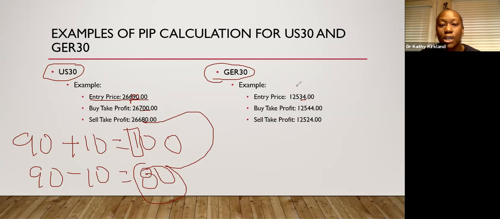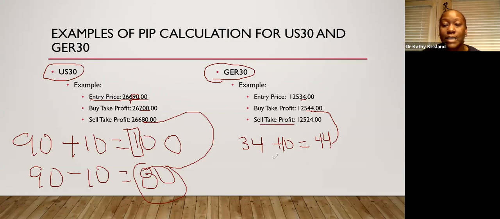Okay, so GER 30 is the first and second number before the decimal place. So you take 34. You're going to do a buy take profit. You're going to add 10 or whatever number you decide. 10 is for trading purposes only. And then that's going to give you 44. You take the 44 and place it in the first and second number before the decimal place, giving you a take profit of 12544.00.